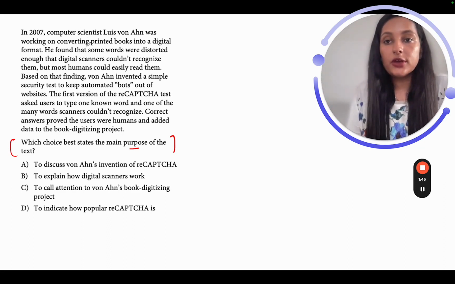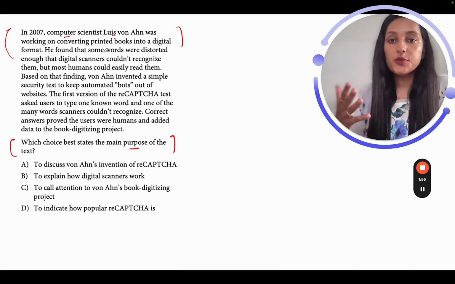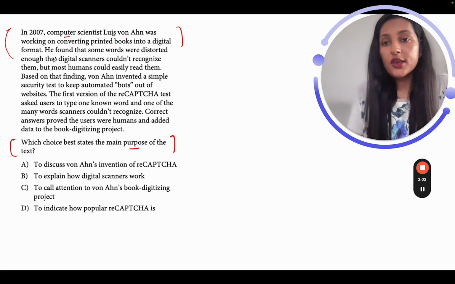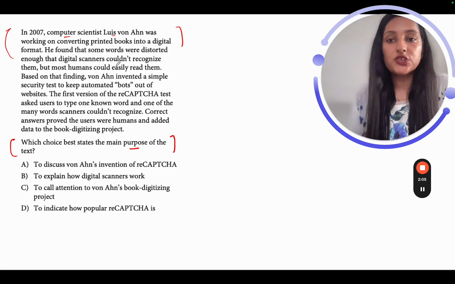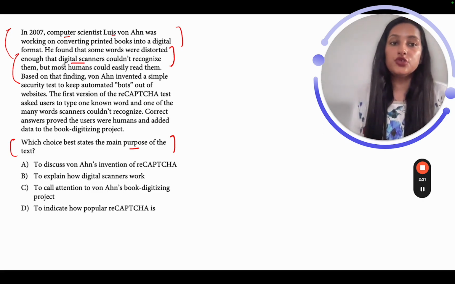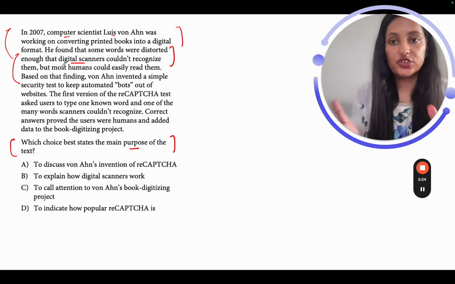In 2007, computer scientist Lewis was working on converting printed books into a digital format. So this sentence is telling me what this computer scientist was working on. He was working on converting printed books into a digital format. Fine, the project has been told to me. He found that some words were distorted enough that digital scanners couldn't recognize them, but most humans could easily read them. Now, this is telling me about the problem with the digital scanners. What went wrong with the digital scanners? Digital scanners couldn't recognize some words, but humans could easily read them. That was a problem with the digital scanners.